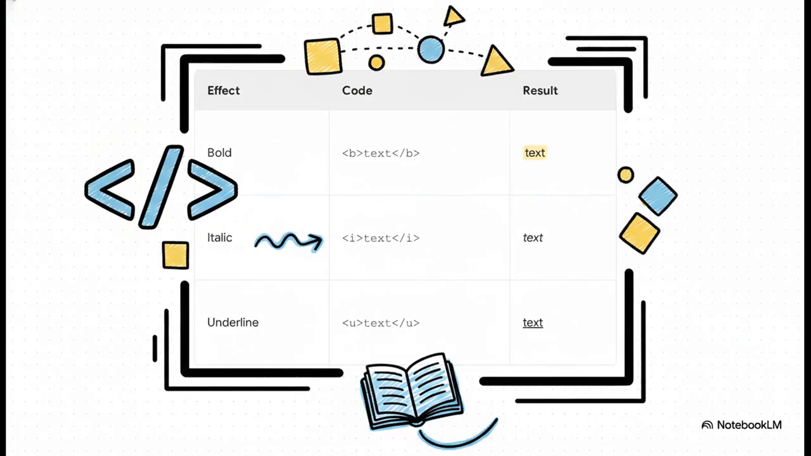Okay, check this out. It really is this simple. Want to make text bold? You just wrap it in these little B tags. For italics, you guessed it, I tags. And for an underline, yep, it's U tags. You can see right here, the code is on the left and boom, the result is on the right. It's so direct, what you see is what you get.